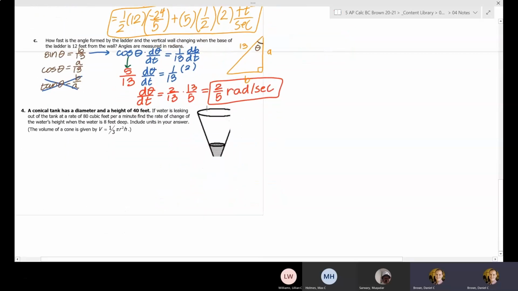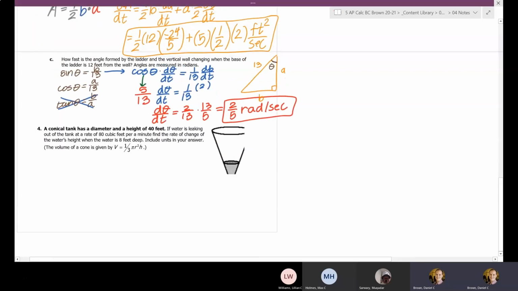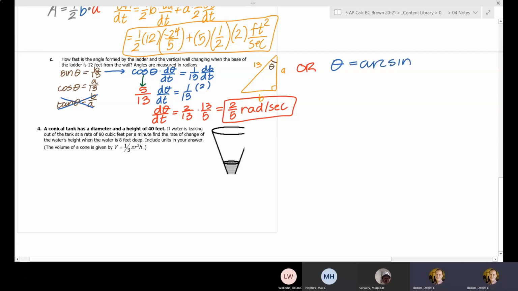A second way that we could have also done that problem, just to give you options, is instead of doing a trig problem, we could have done an inverse trig problem. So instead of saying the sine of theta is equal to b over 13, you could have simply said that theta is equal to the arc sine, or inverse sine, of b over 13. That equation is identical to the one we did yesterday. We're just flipping around using sine versus the inverse of sine.